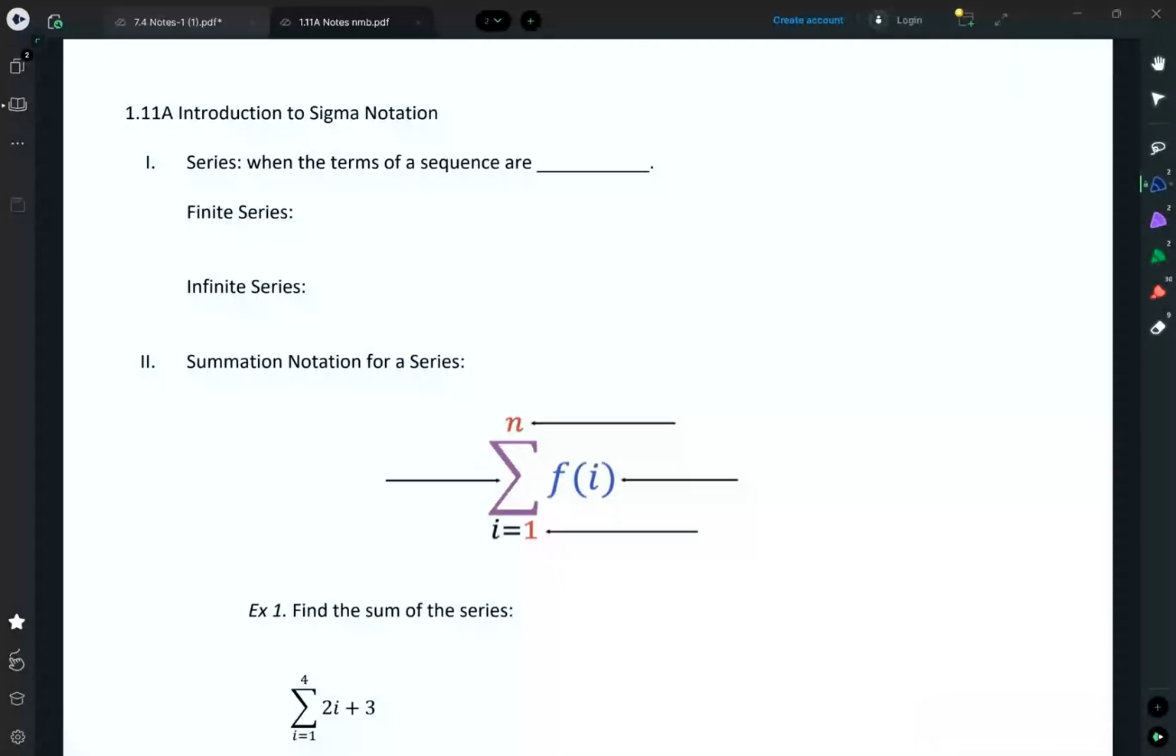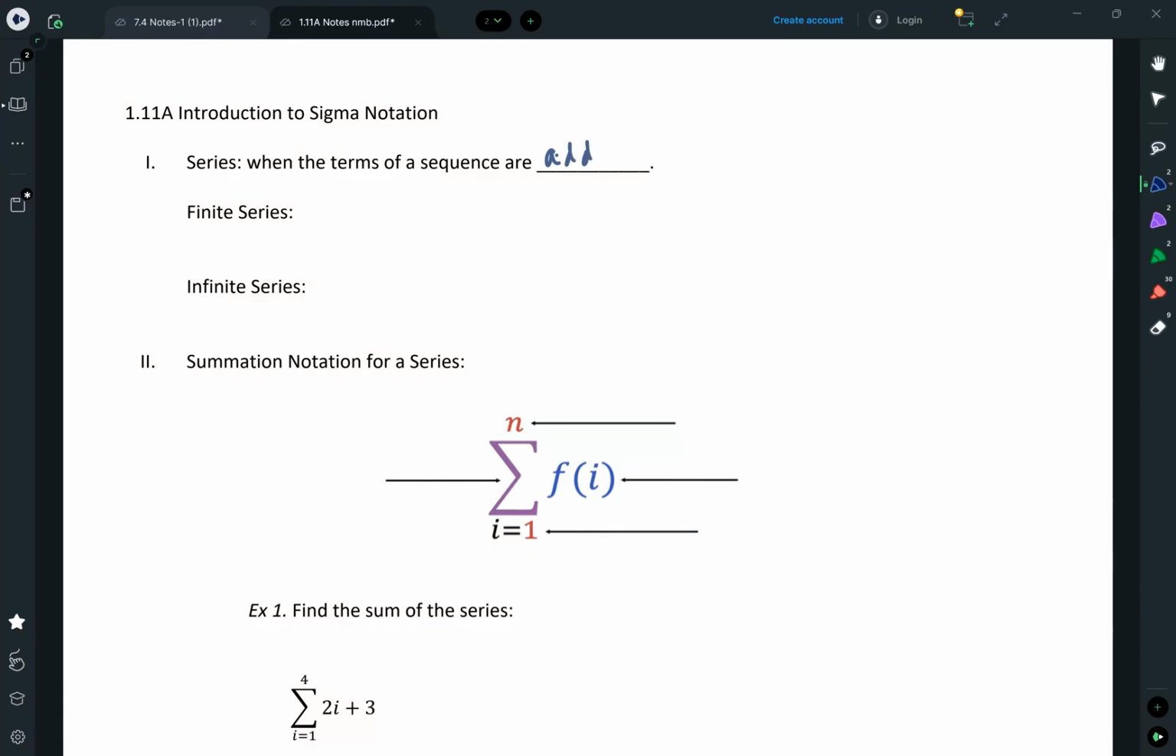We're looking at section 11a. We're splitting it into two parts. We're looking at Introduction to Sigma Notation. So a series is when we take a sequence and we add the terms together. So when the terms of the sequence are added.